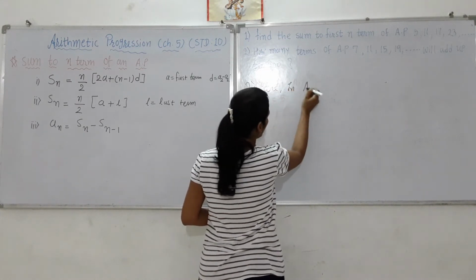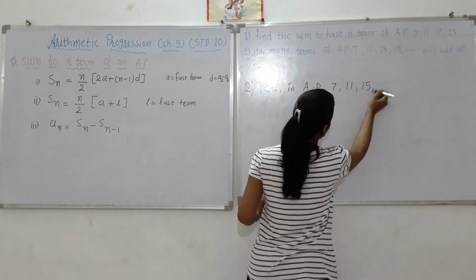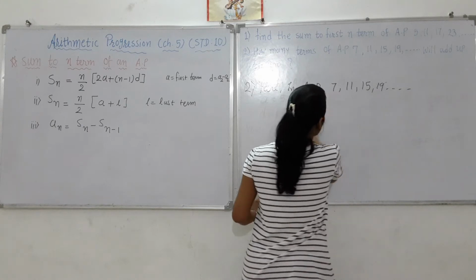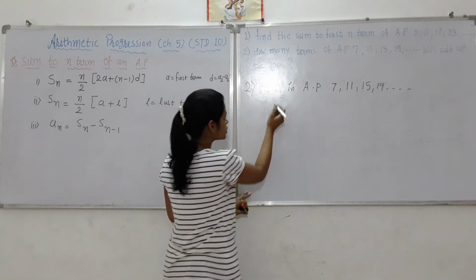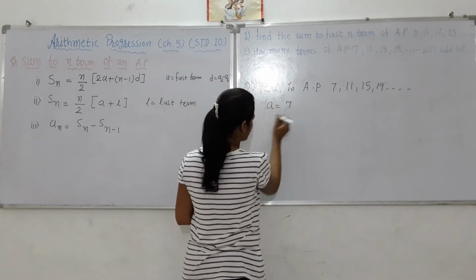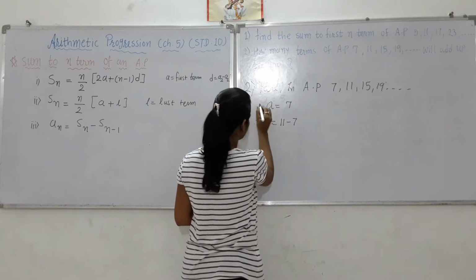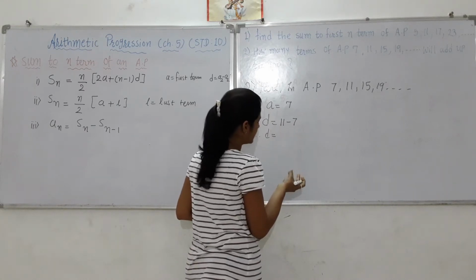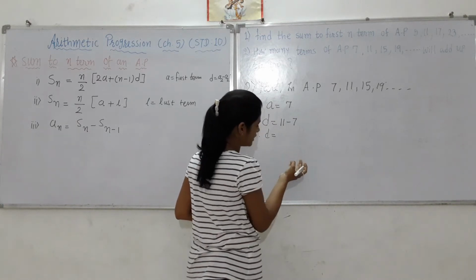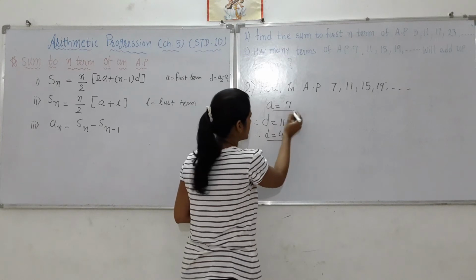Here in the arithmetic progression 7, 11, 15, 19, and so on, first of all, same thing, you should write a and d first. So your a is the first term, 7, and d is the common difference, 11 minus 7. So your d is 4, a is 7.